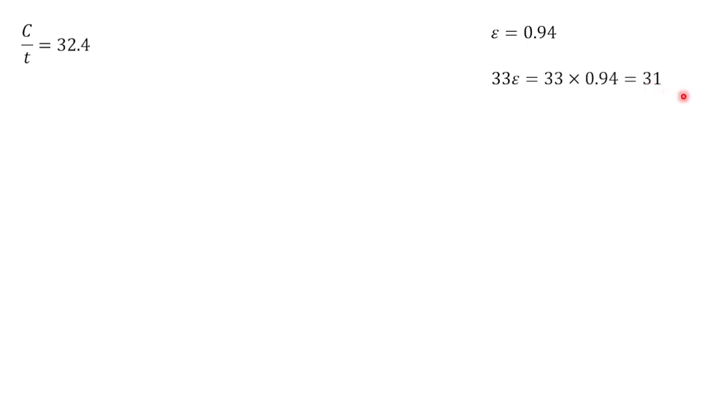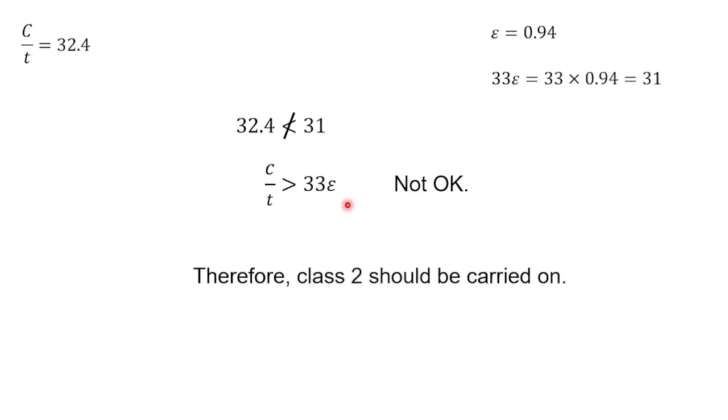So now I can compare the c over t ratio and the 32 epsilon value. As you can see, 32.4 is not less than 31. That means c over t is greater than 32 epsilon. That means not okay. That means class 1 is not satisfied. Then what should we do? Then we have to check the class 2 condition. So next we will see what the class 2 condition is.